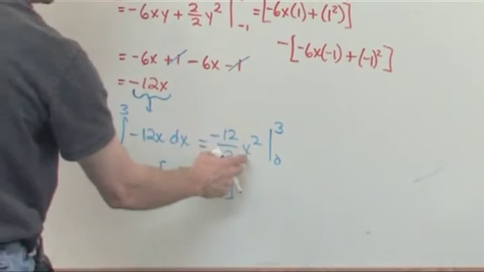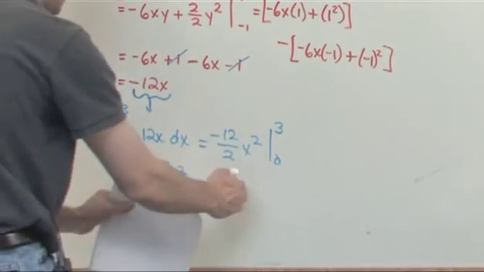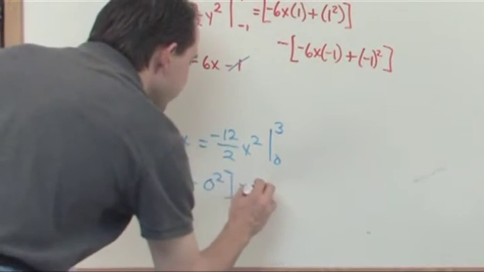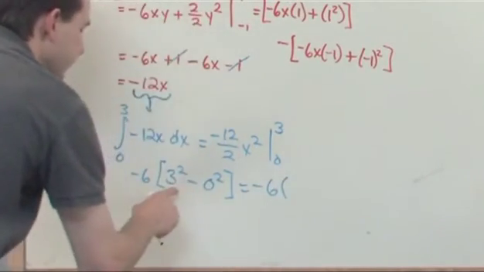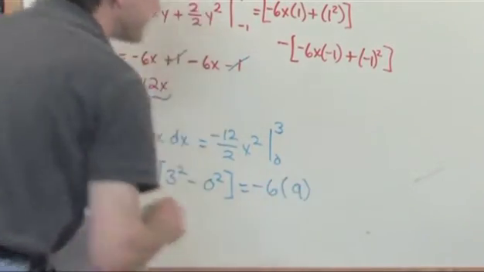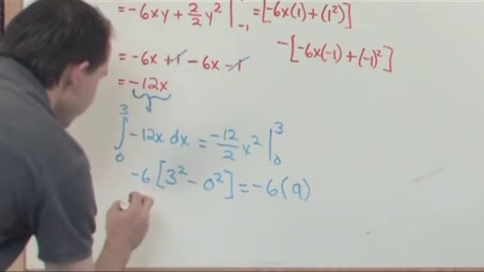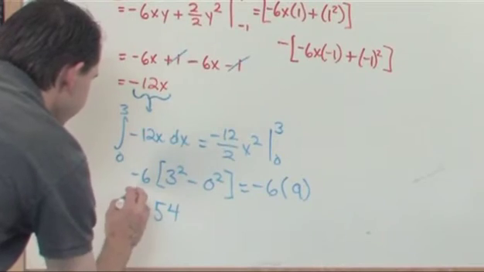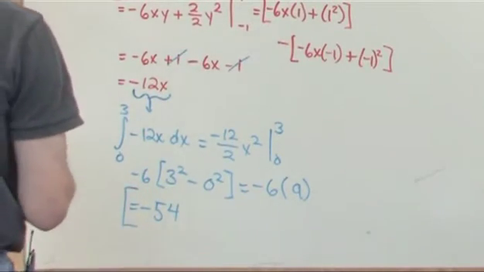All I did is I evaluated the outside, I kept it out, and then I just evaluated the limits of integration on the inside. So what you're going to have is negative 6 times 3 times 3, which is 9. And so the answer is going to be negative 54. 9 times 6 gives me 54. And that is the answer.